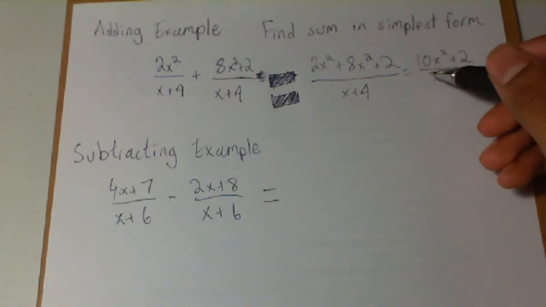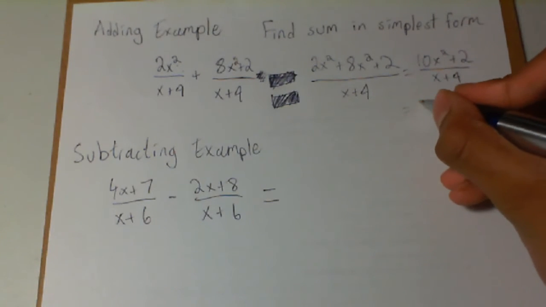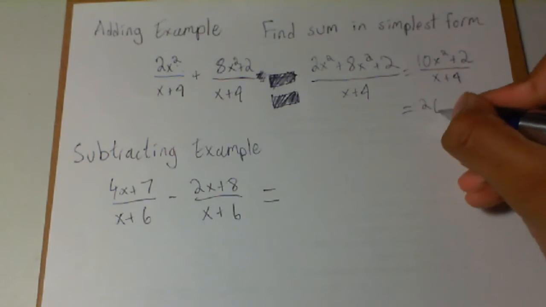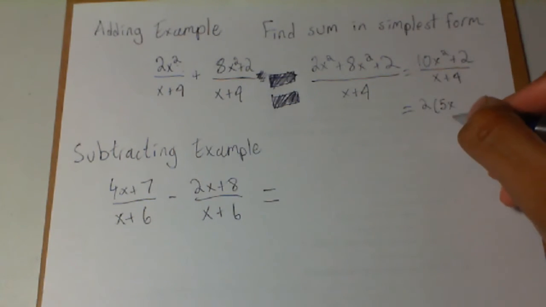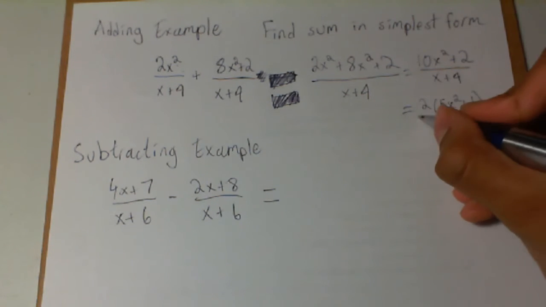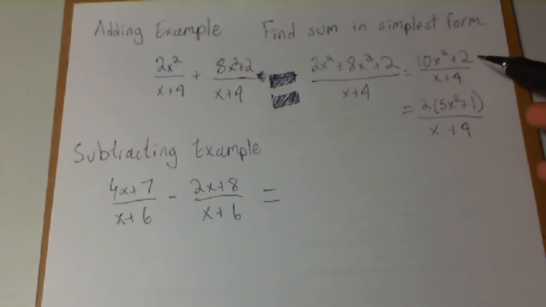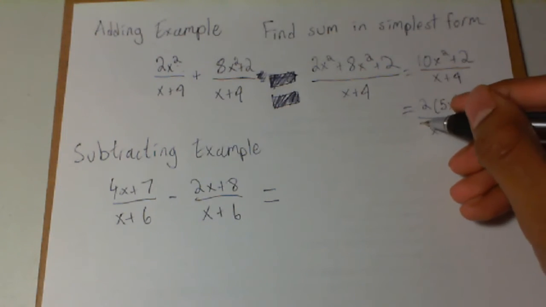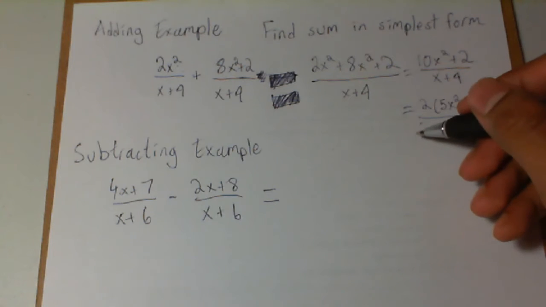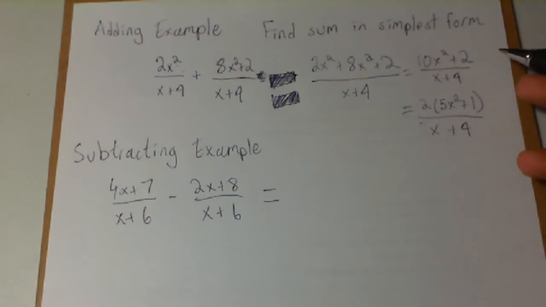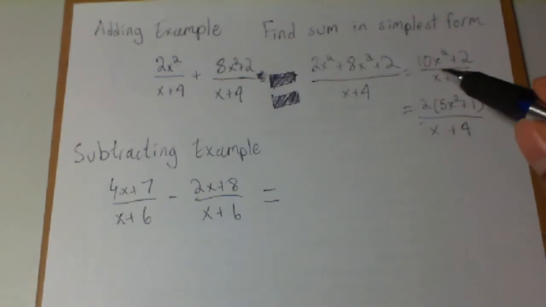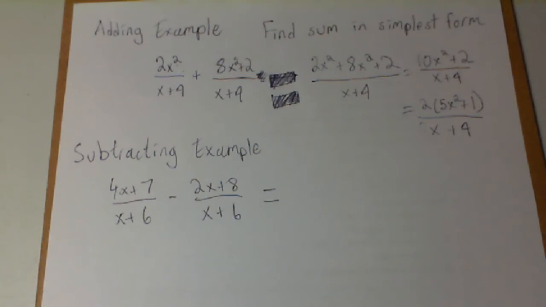And we can factor out the 2 if you'd like. It's not necessary because it doesn't get canceled at the bottom, but you can factor it out if you want. Either one of these answers is fine. But if there was a 2x plus 8, then you could cancel out the 2's, but in this example, it's not necessary. But yeah, that's how you add.